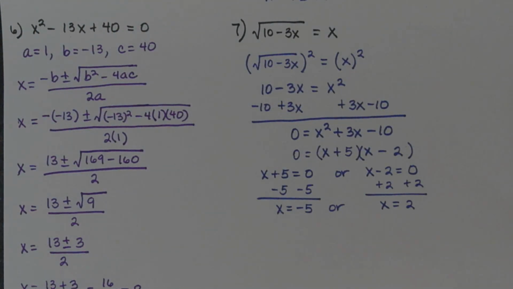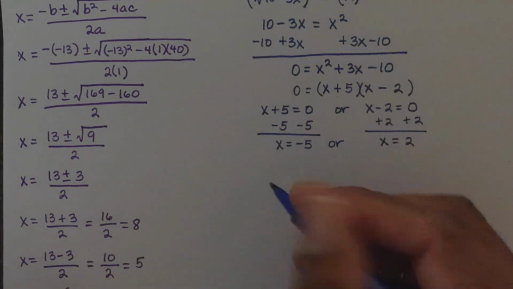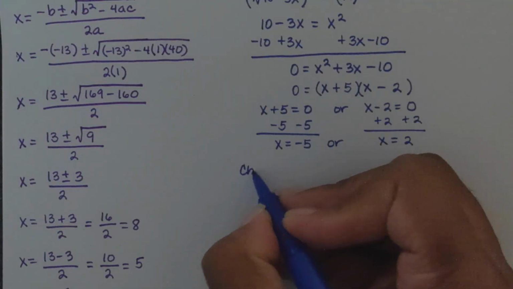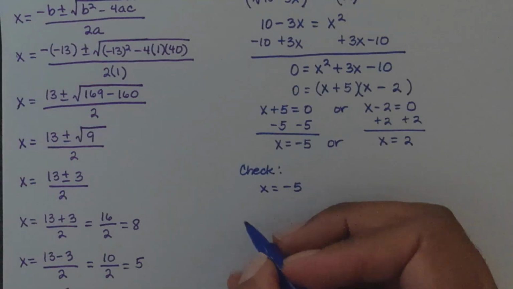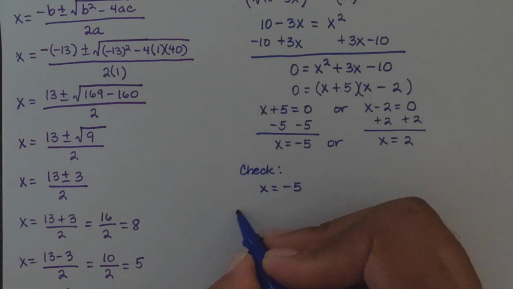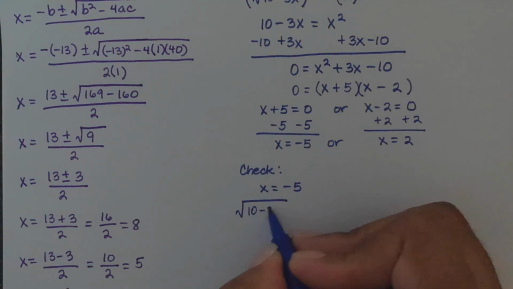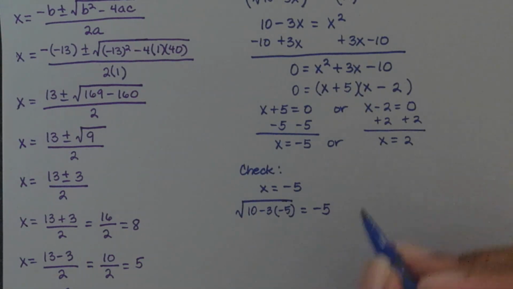Now, of course, the highest exponent in that radical equation is a 1. That means one of these is the actual solution to that radical equation. So this is where you do the check. And I'll start with x equal negative 5. Using the original equation, I'm going to substitute each x with negative 5. So here I'm going to have the square root of 10 minus 3 times x, which is negative 5. I want to know if that's going to be equal to negative 5.